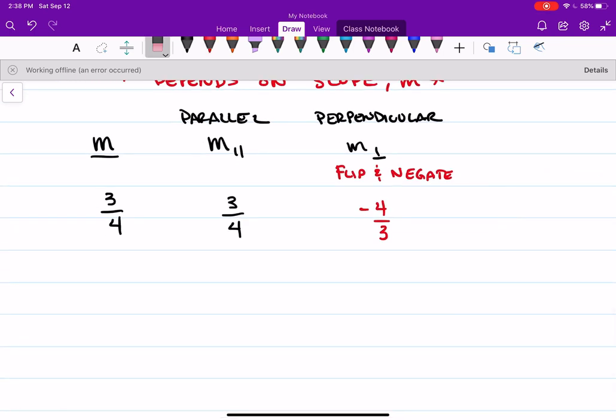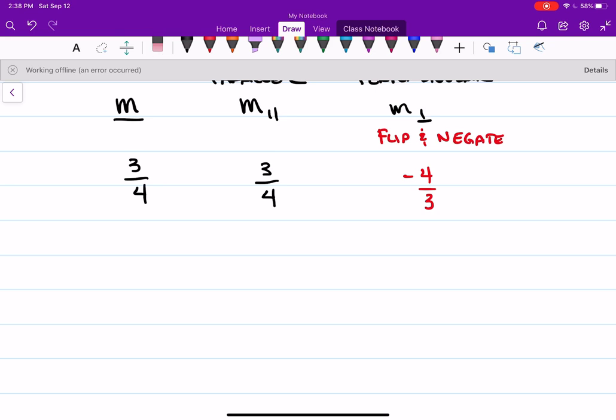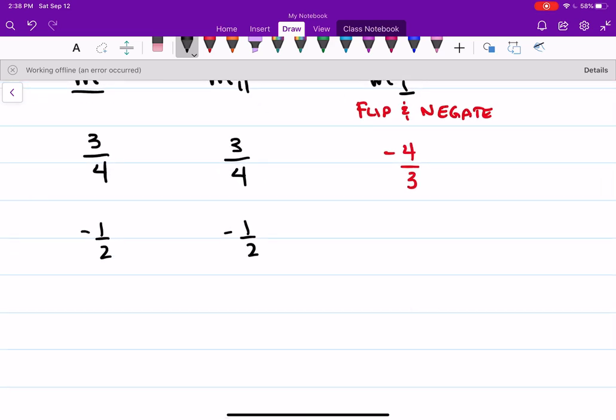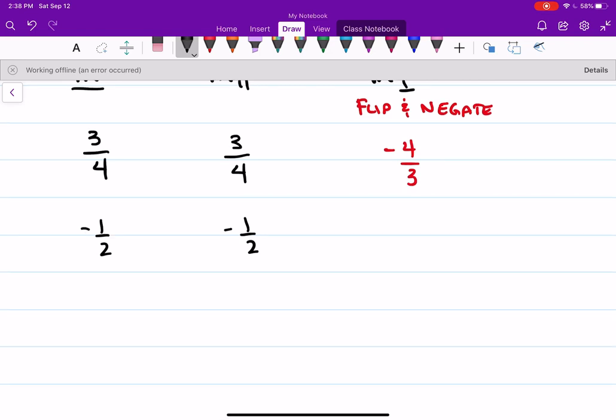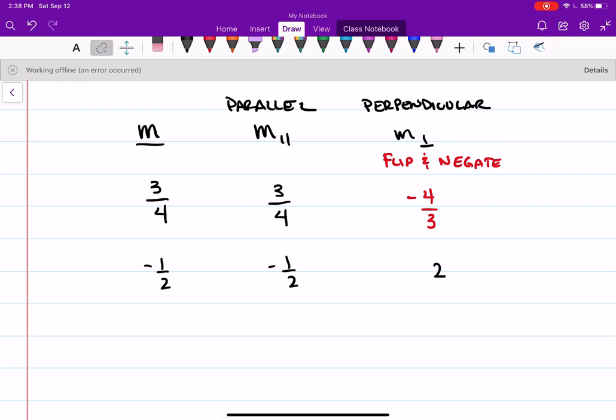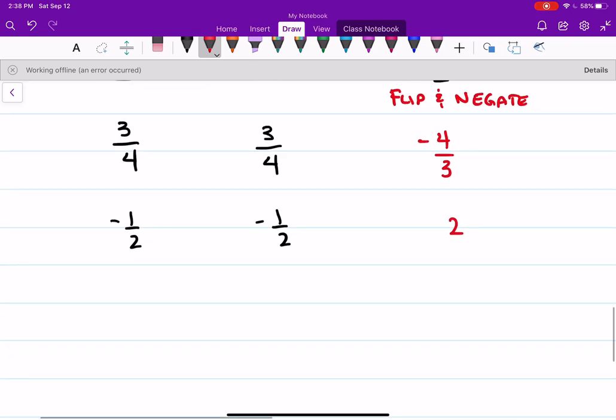All right. So if the original was -1/2, then parallel would be -1/2. What would be perpendicular? Well, if I flip 1/2, it'd be 2/1, which is just 2. And if I negate a negative, it'll become a positive. So it would just be a 2. All right. So that would be an example of what it would be there. Okay. So hopefully that helps.